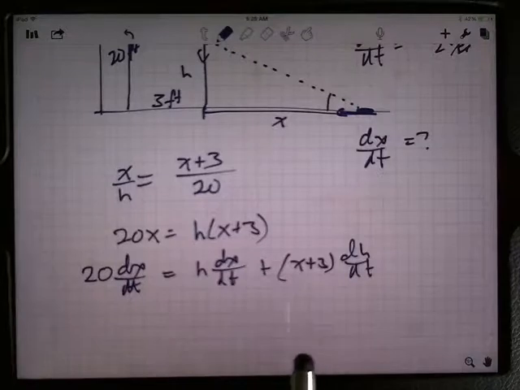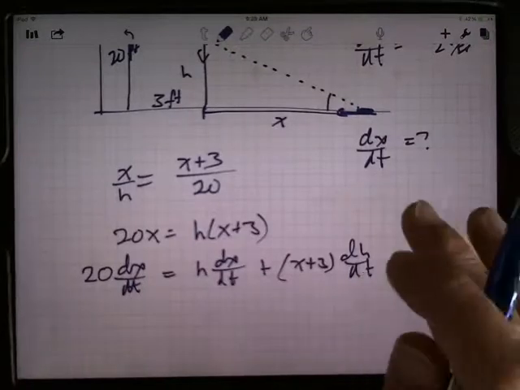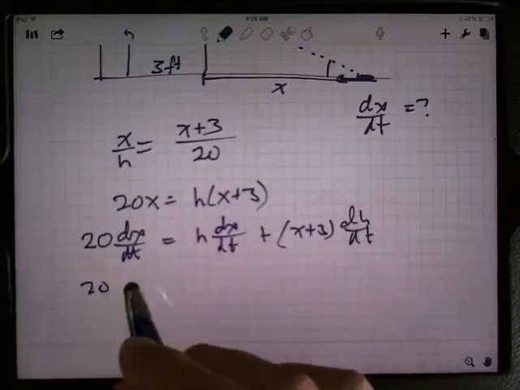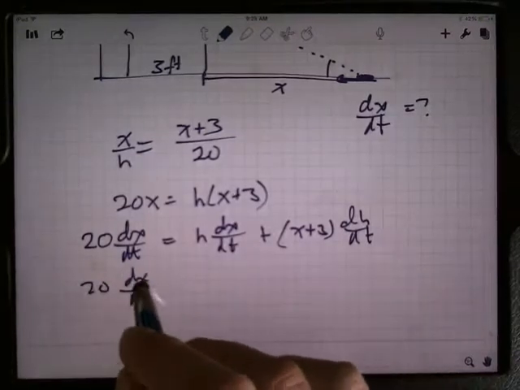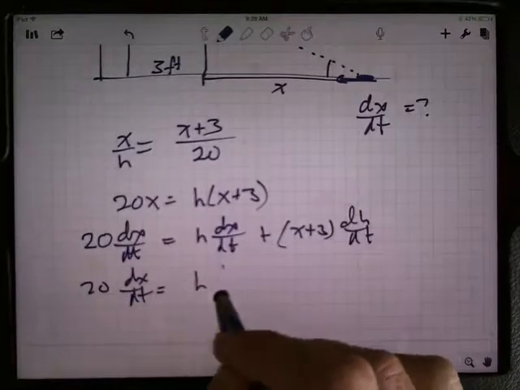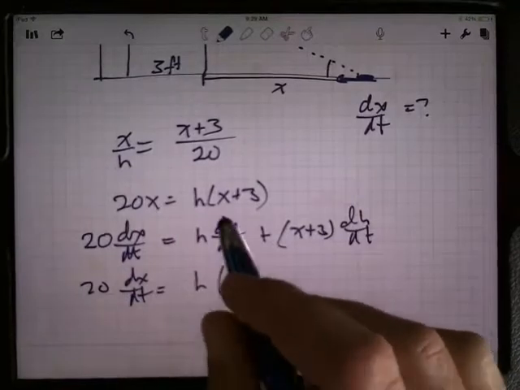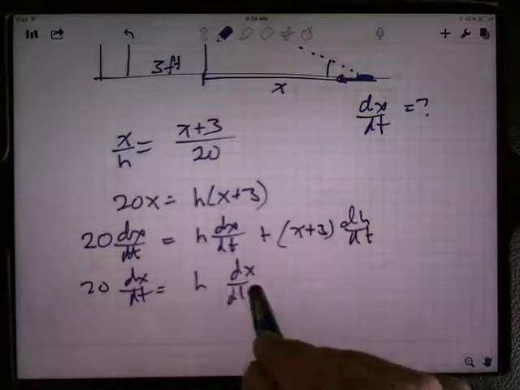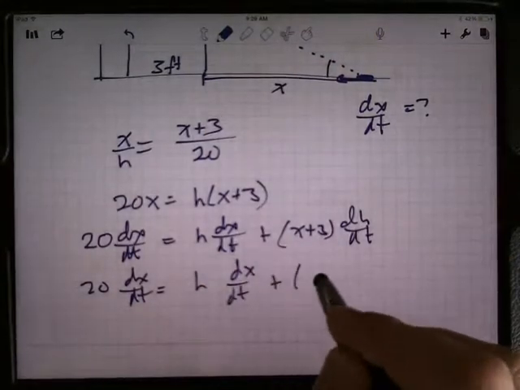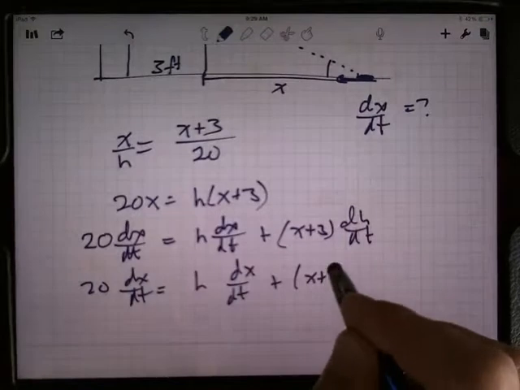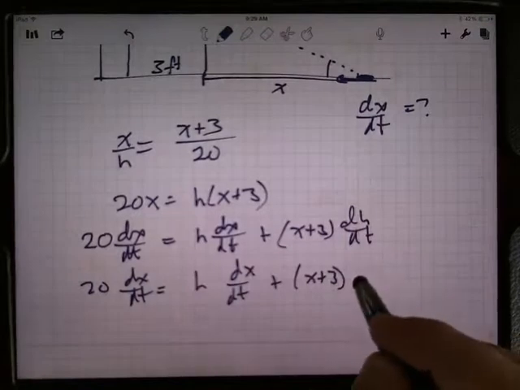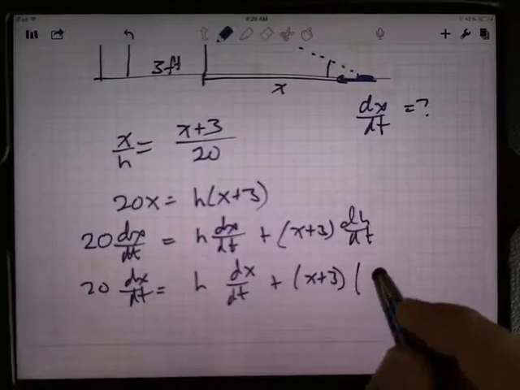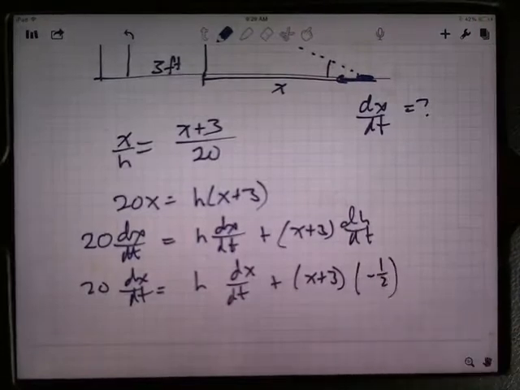So what do I know? Do I know dH/dt? I do. It's minus a half. So I've got 20 dx/dt equals h times dx/dt, I guess I don't need that, plus (x + 3) dH/dt. dH/dt is the minus a half.